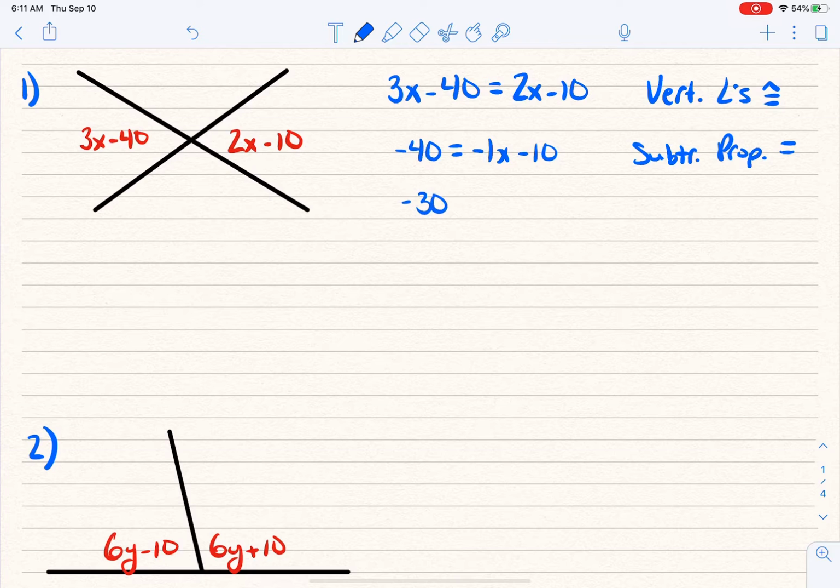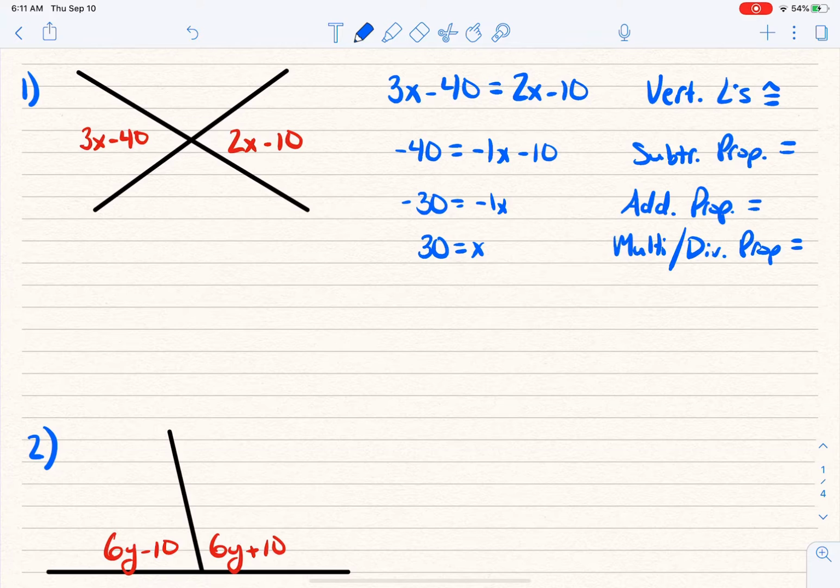Go ahead and add 10 to both sides. That would give me negative 30 is equal to negative 1x, and that's the addition property of equality. And then go ahead and divide both sides by negative 1 or multiply both sides by negative 1. Either way, I'll get 30 is equal to x, which would be the multiplication or division property of equality, depending on how you did it. And lastly, we could spin that around and say that x is equal to 30, and that's because the symmetric property of equality says you can spin things around the equal sign. And so we get that x is 30, and we're done.